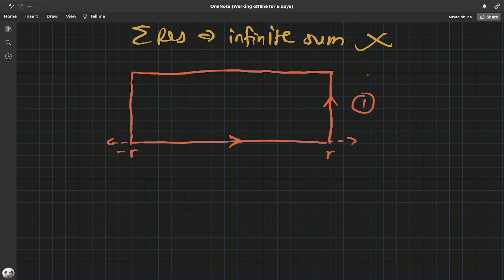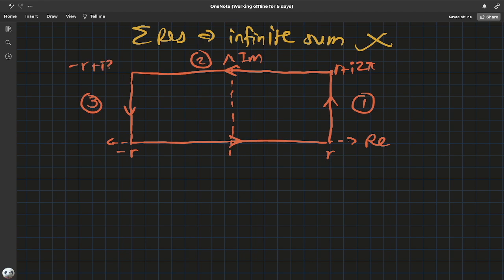Call this segment 1, and then our y here is 2 pi i. So this point here is r plus i times 2 pi. This vertical height is 2 pi on the imaginary axis. Call this segment 2 and call this segment 3. We're going in an anti-clockwise direction. This corner point here is negative r plus i 2 pi.